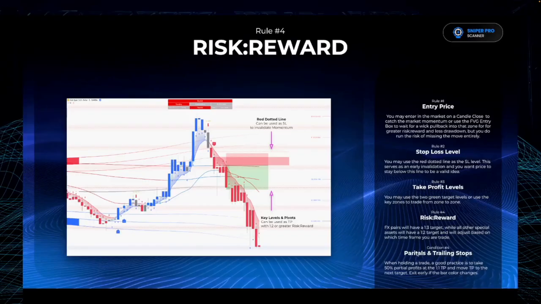Now, a good tip that I usually give individuals is partials and trailing stops. Whenever you are holding a trade on the Sniper Pro, it's always a good practice to take roughly 50% partials at the 1-to-1 TP, which is TP1, and then move your entry to the next TP and move your stop loss to the entry. That way you now have a risk-free idea and you could potentially swing it to the next target. So very, very important to keep these things in mind.